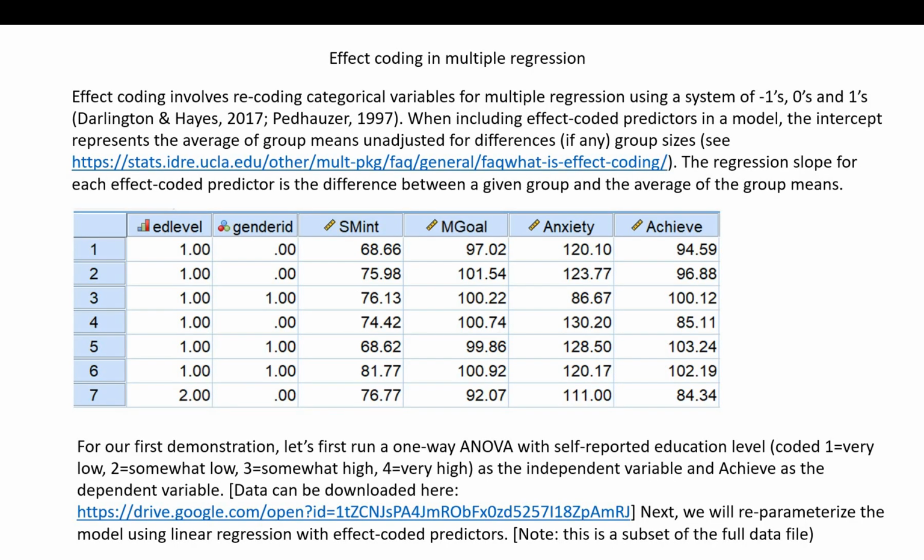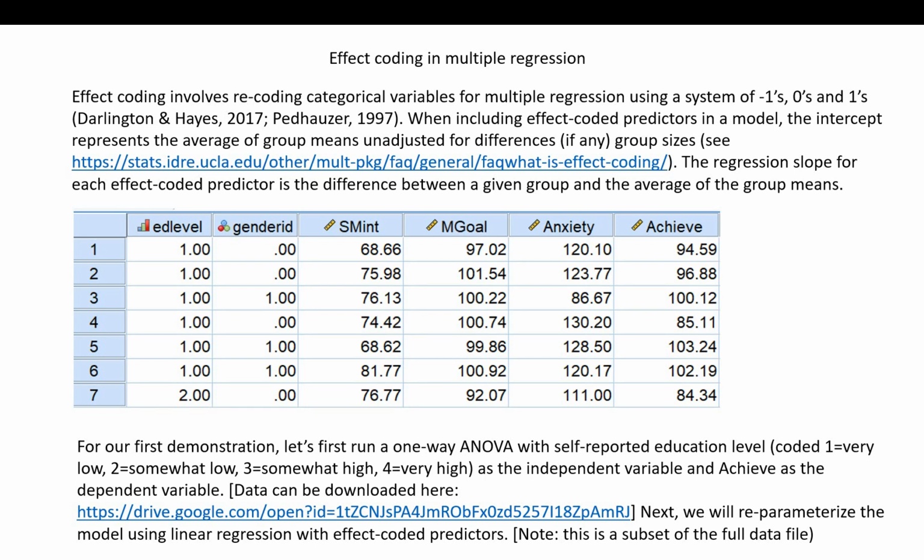So let me begin by talking about the nature of our data. Basically, we have essentially fabricated student data where we have a measure of educational level, gender identification, subject matter interest, mastery goals, anxiety, and achievement. Educational level is essentially a self-reported education level variable. It's coded 1 for very low, 2 for somewhat low, 3 for somewhat high, and 4 for very high. Gender identification is coded 0 for identified as male, 1 for identified as female, and then subject matter interest, mastery goals, anxiety, and achievement are all treated as continuous variables.